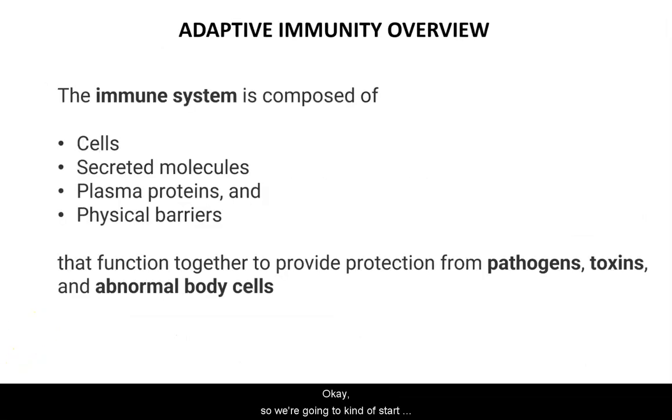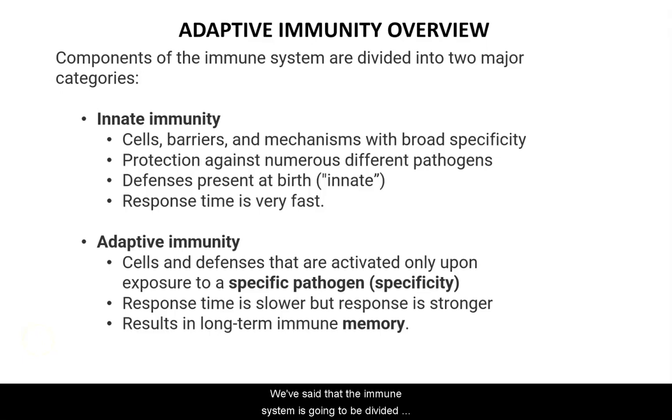Okay, so we're going to kind of start with the big picture, the overview of adaptive immunity, and then we'll get into the details of how exactly the immune system works. So we've said before that the immune system is going to be composed of cells, secreted molecules, proteins, and a bunch of different kind of barriers. And together these are going to function to provide protection from pathogens, toxins, as well as abnormal body cells. We've said that the immune system is going to be divided into two categories. You have the innate immune system and adaptive immune system.